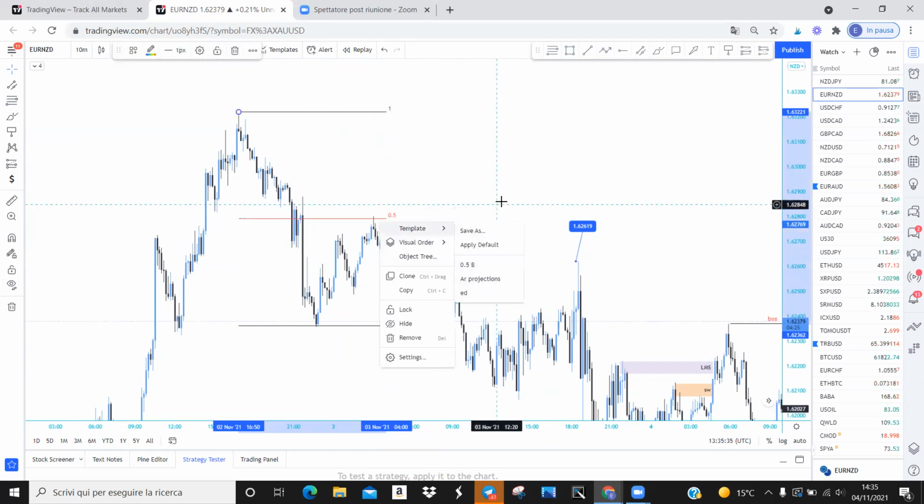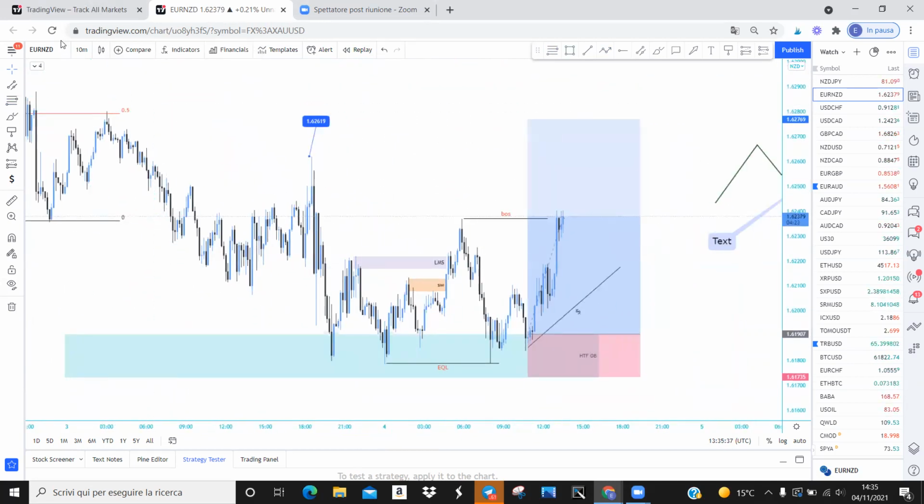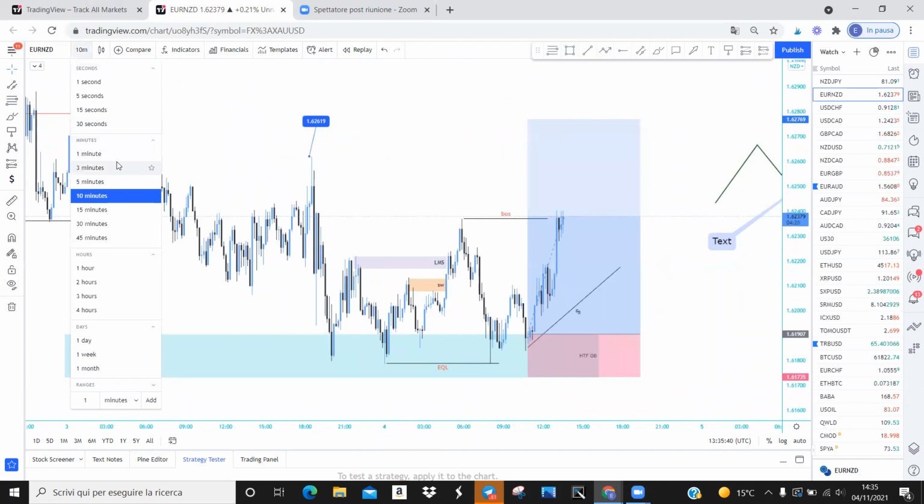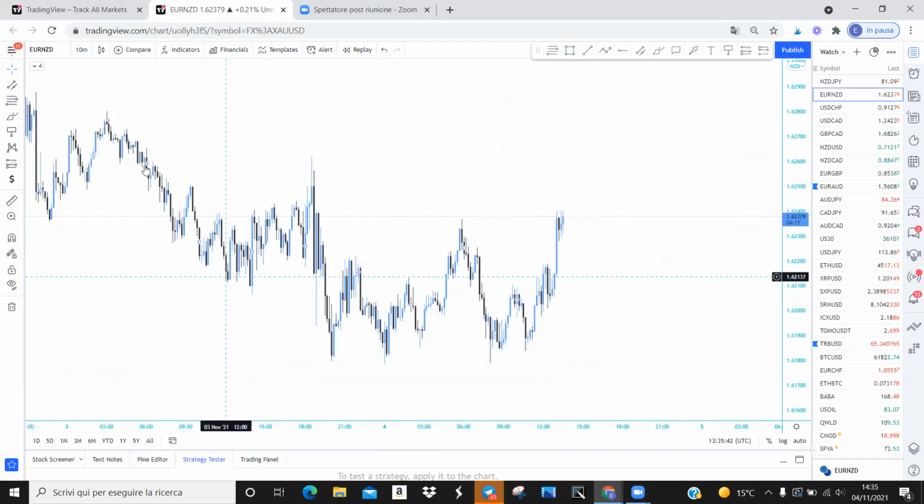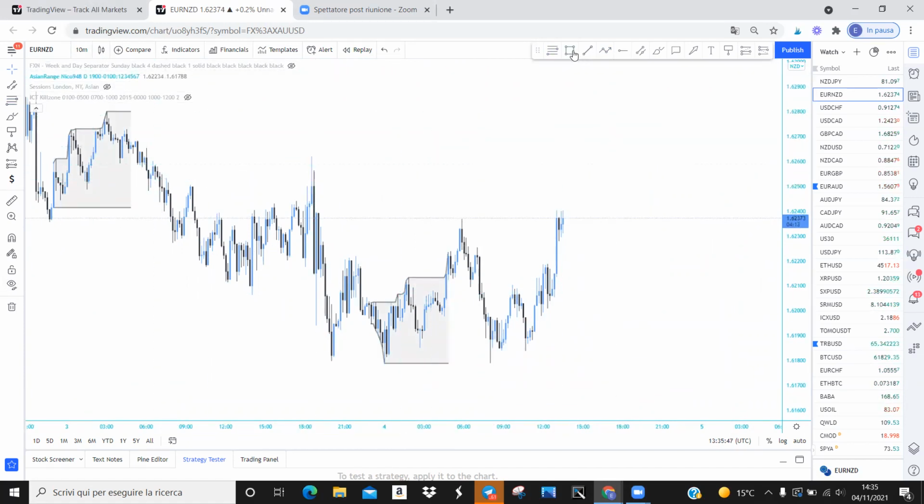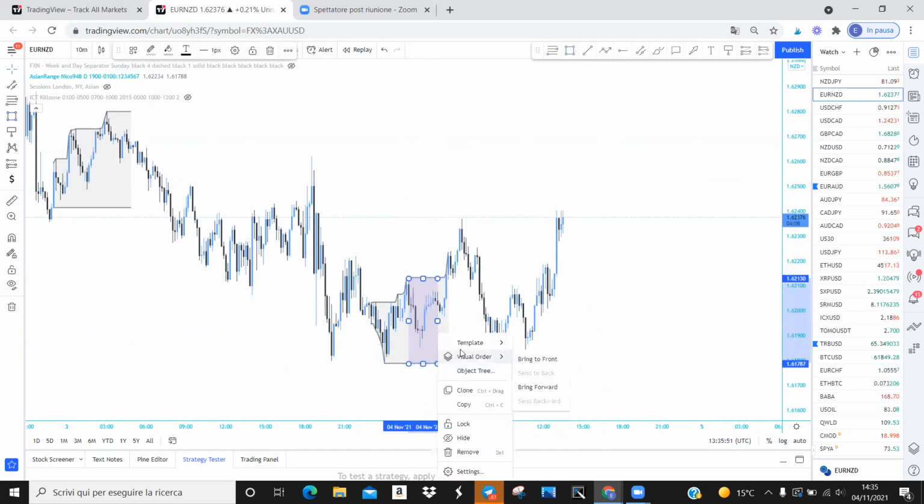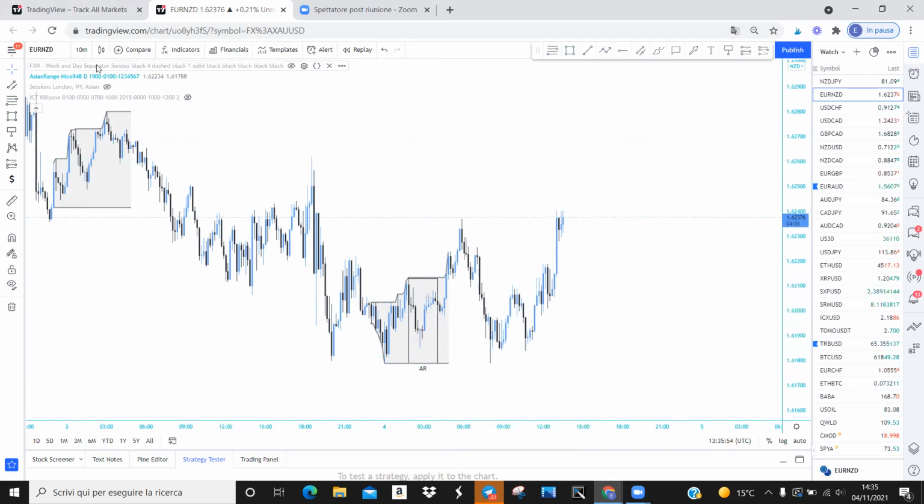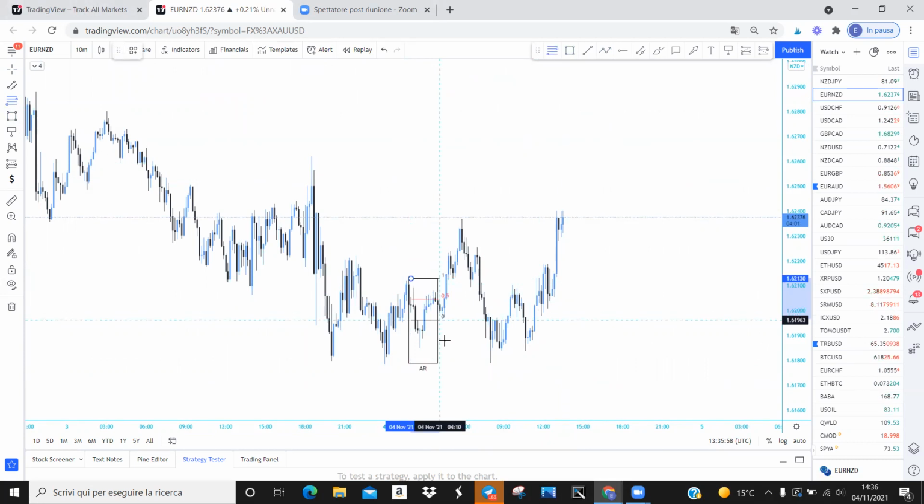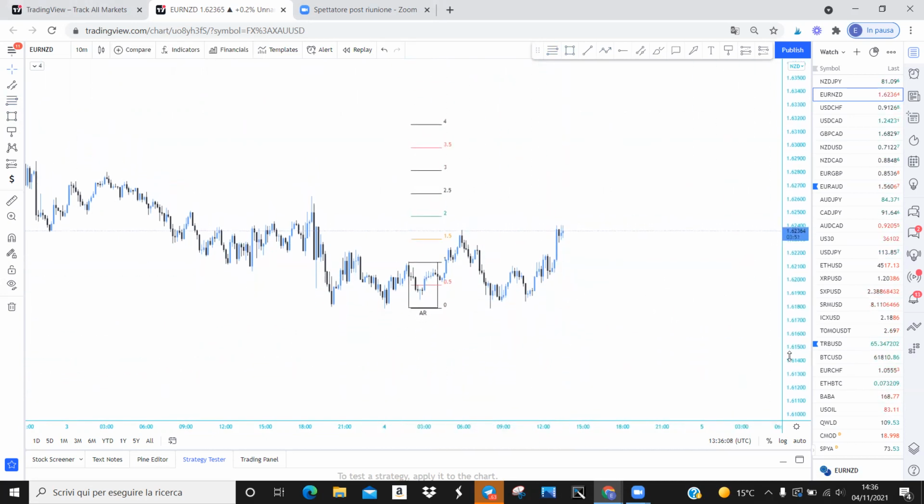And then we have the Asian range projections. So I was showing you the Asian range earlier. Let's delete everything and let's show you the Asian range. Okay, there we go. I mark the Asian range with my box from the top to the bottom. I put AR, I delete the indicator, and then I can use the projections, and you will learn how to use them during the course again. But these are the projections of the Asian range, okay?